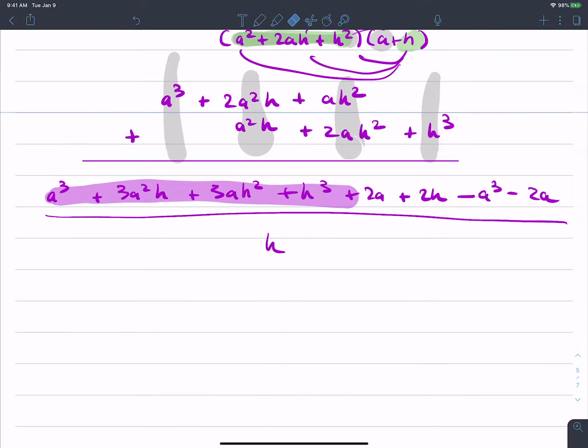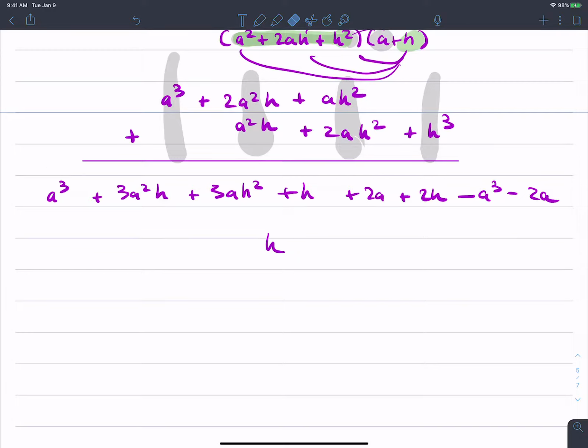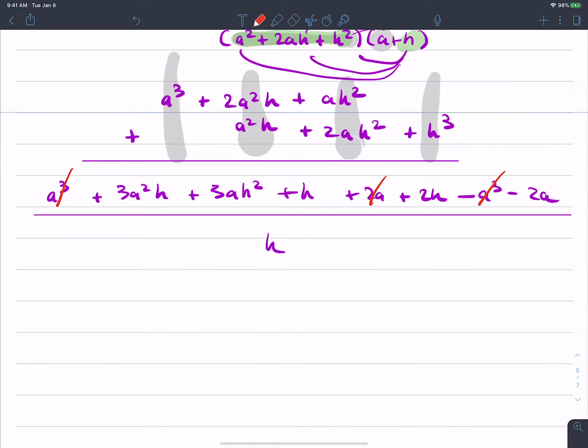And what will happen now is I can actually combine the terms, right? Cancel, combine like terms, whatever. Notice, a cubed minus a cubed, 2a minus 2a. Is there anything else? Notice here, I can combine these two. I can add h and 2h, I get 3h.